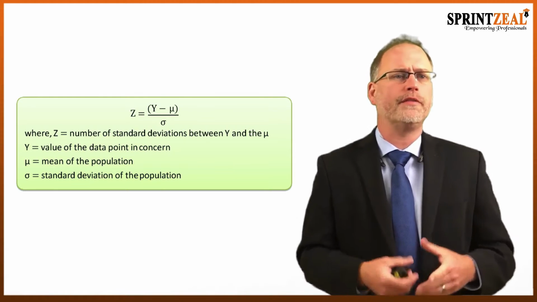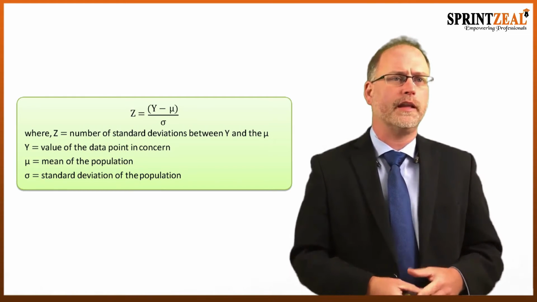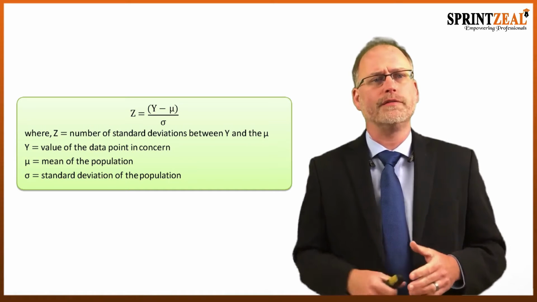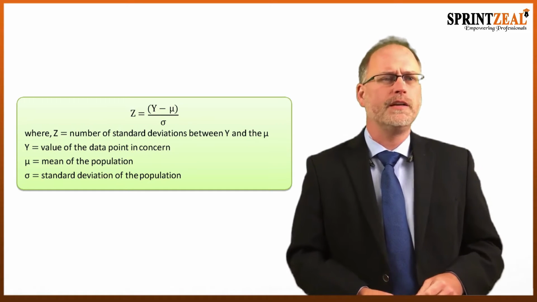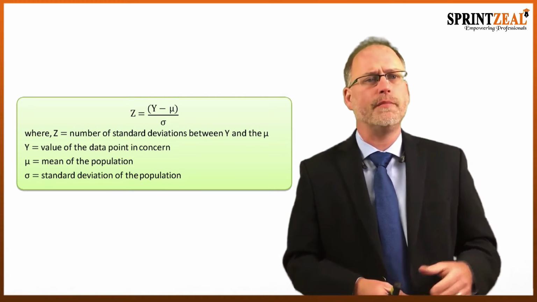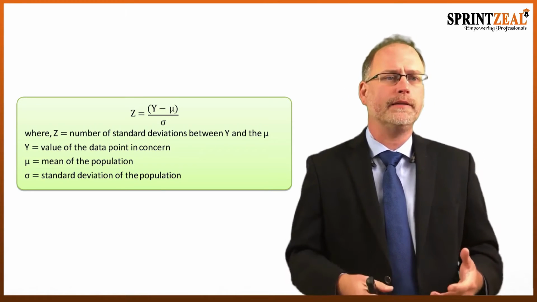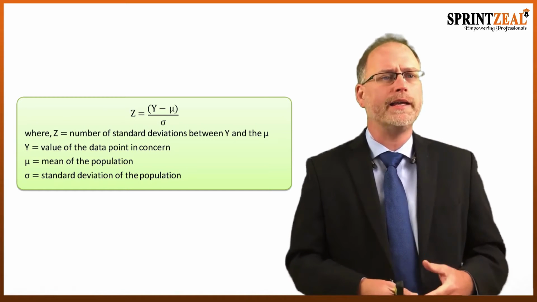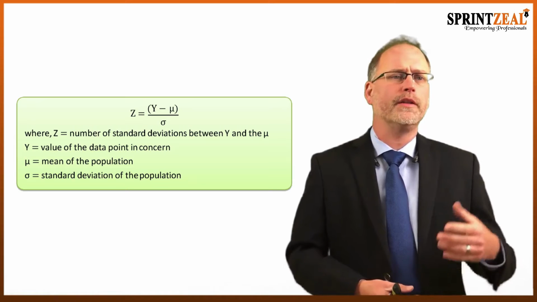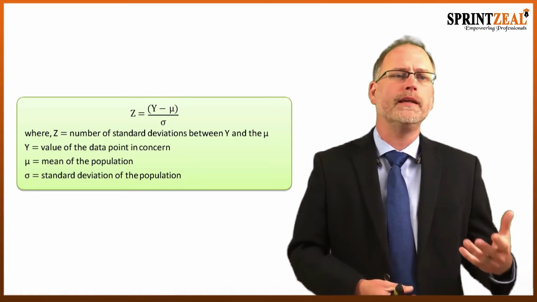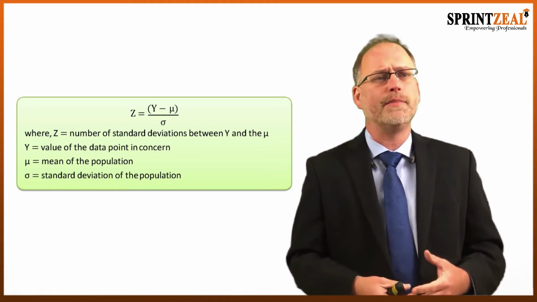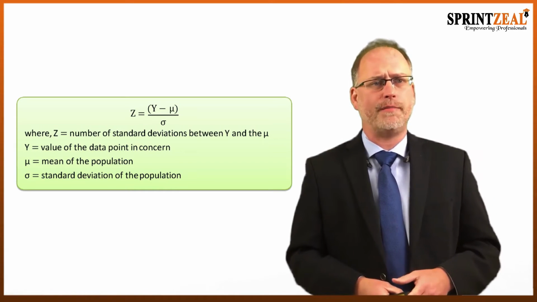So let's talk about the formula to calculate normal distribution. So here is the formula for normal distribution. Here z is equal to the number of standard deviations between y and the mean. y is the value of the data point that we're concerned about, while the mu symbol is the mean of the population. And all of that is divided by the standard deviation of that population.